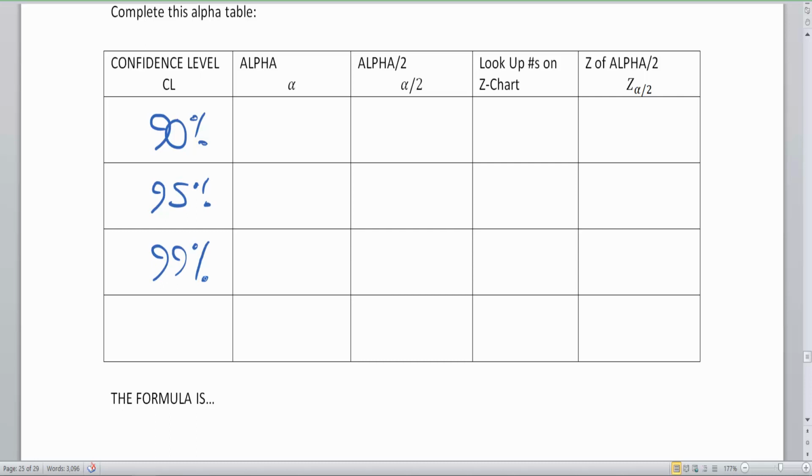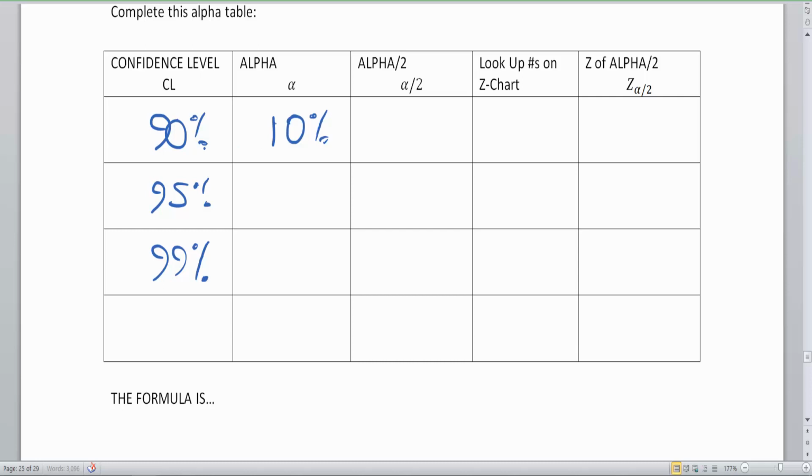Things that are lower than 90% confidence are usually seen as less valid, because the further down you go, the less sure you are about the actual results. So just using what we just learned, if we have a 90% confidence level, then the alpha is 10%. Okay, so that's just these two add up to make 100%.